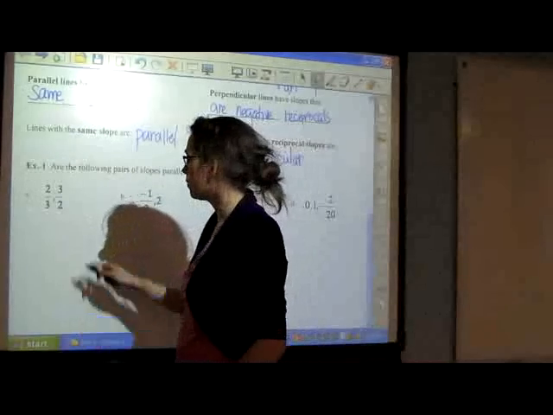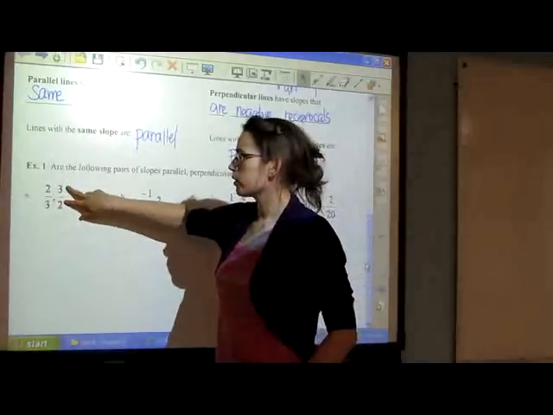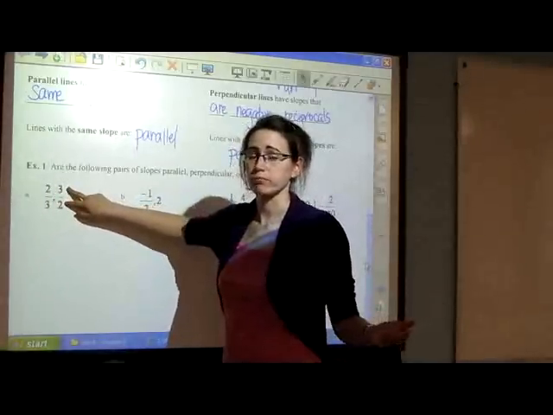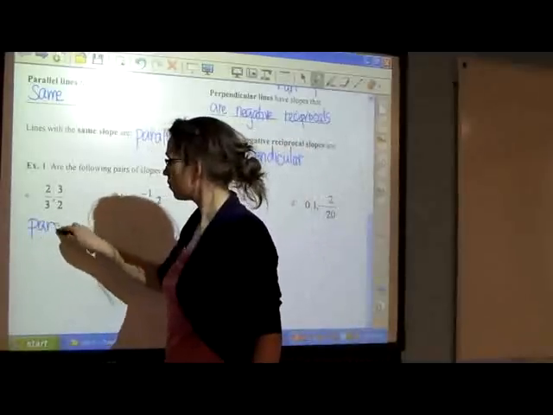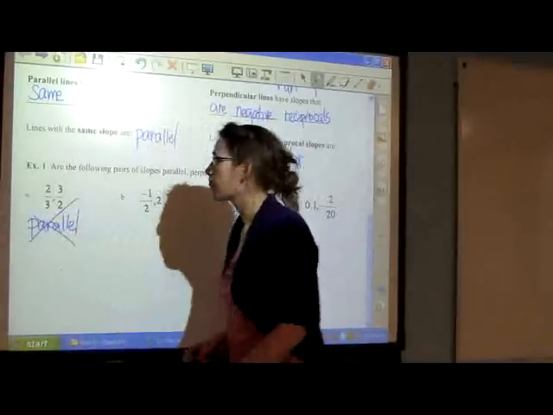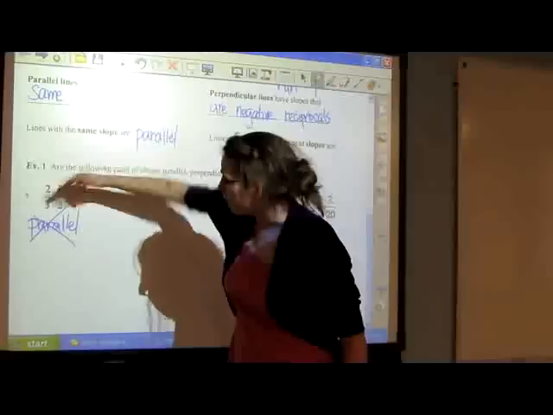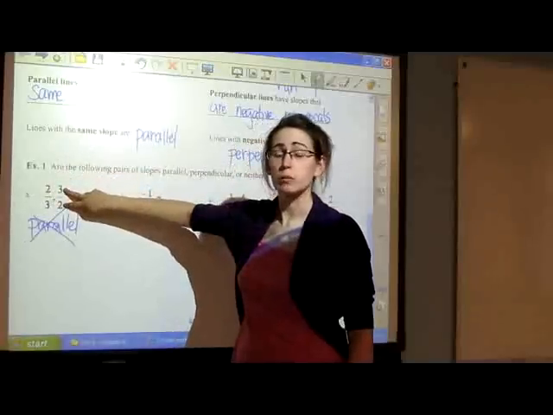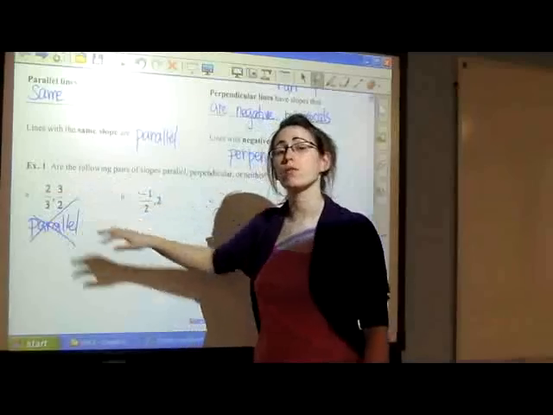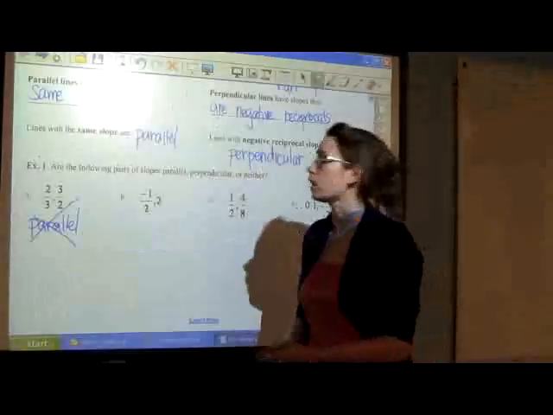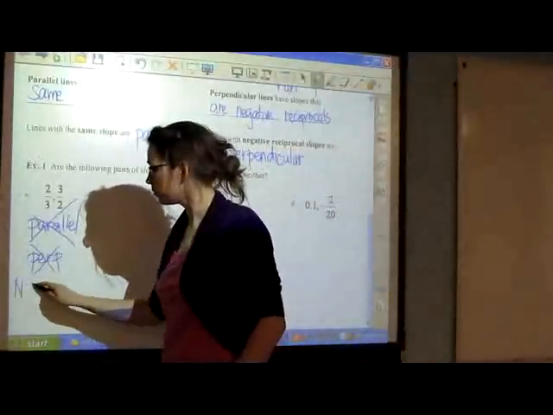So if I have 2 over 3 and 3 over 2, well, the first thing I notice is that 2 over 3 and 3 over 2 aren't the exact same thing. So I know right off they're not parallel. Next check, are they perpendicular? Well, I have 2 over 3. If I flip it upside down, I have 3 over 2. So my first check is done. However, they're both positive. In order for them to be perpendicular, one of them has to be negative. So they're not perpendicular. That means that they're neither.